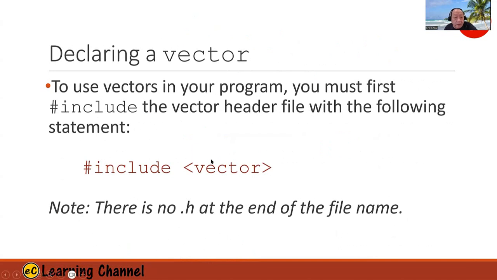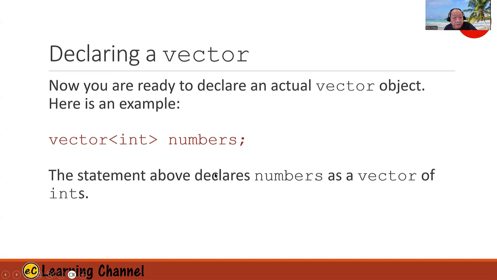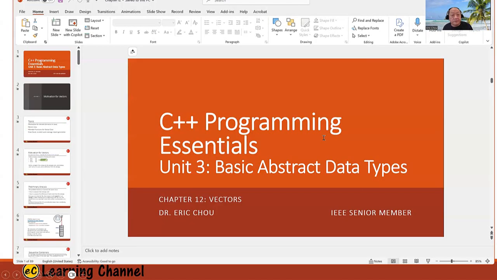Let's use an example to talk about it. When you use a vector, you need to include vector, and you need to use the namespace std. You need both of them. Then you declare a vector of integer as numbers. Let's get started from here.